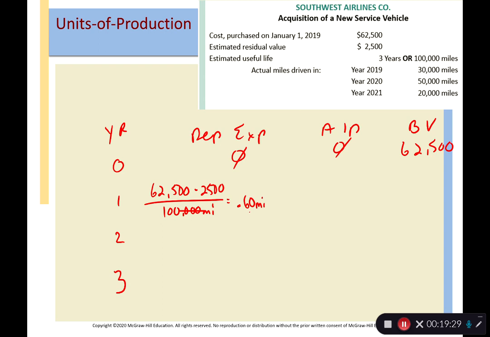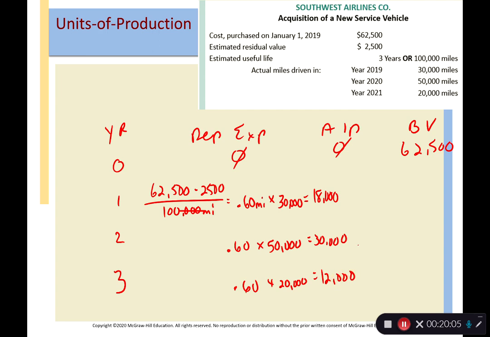That 60 cents a mile is useful to know because I'm going to use it every year. So to get the depreciation expense for year one, it's going to be 60 cents times the miles driven in year one, which is 30,000, which gives me 18,000 for my depreciation expense. In year two, it's going to be 60 cents times 50,000, which gives me 30,000 for my expense. And in year three, it's going to be 60 cents times 20,000, which gives me 12,000 for my expense. The accumulated will go from 0 to 18. Then 18 plus 30 is 48.